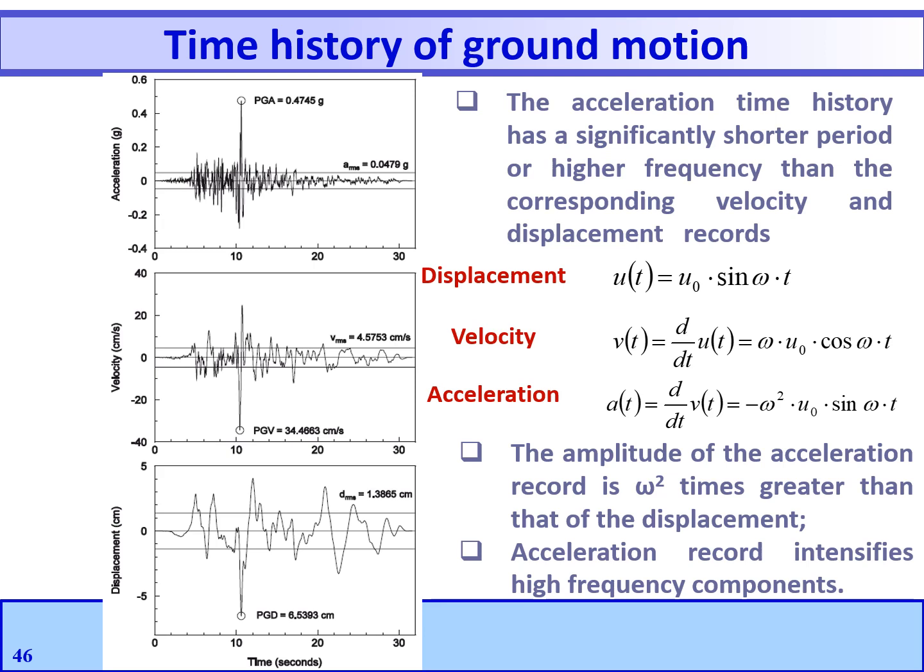The frequency content of ground motions is a function of a number of phenomena such as the source mechanism, the depth, the distance from the source, the nature of the travel path and site soil, and the magnitude of the event. In any case, we can see that the acceleration record intensifies high-frequency components.